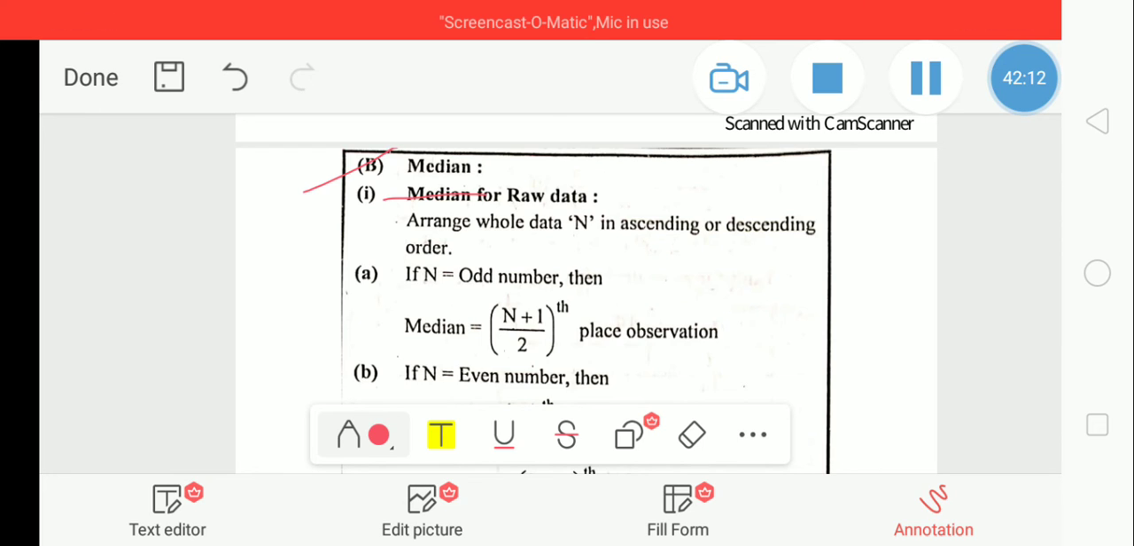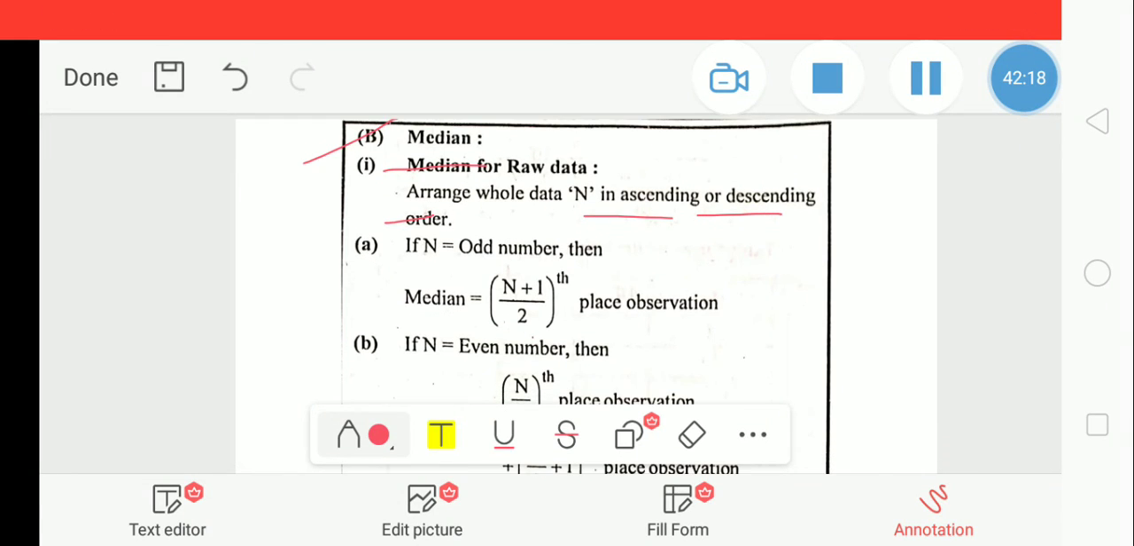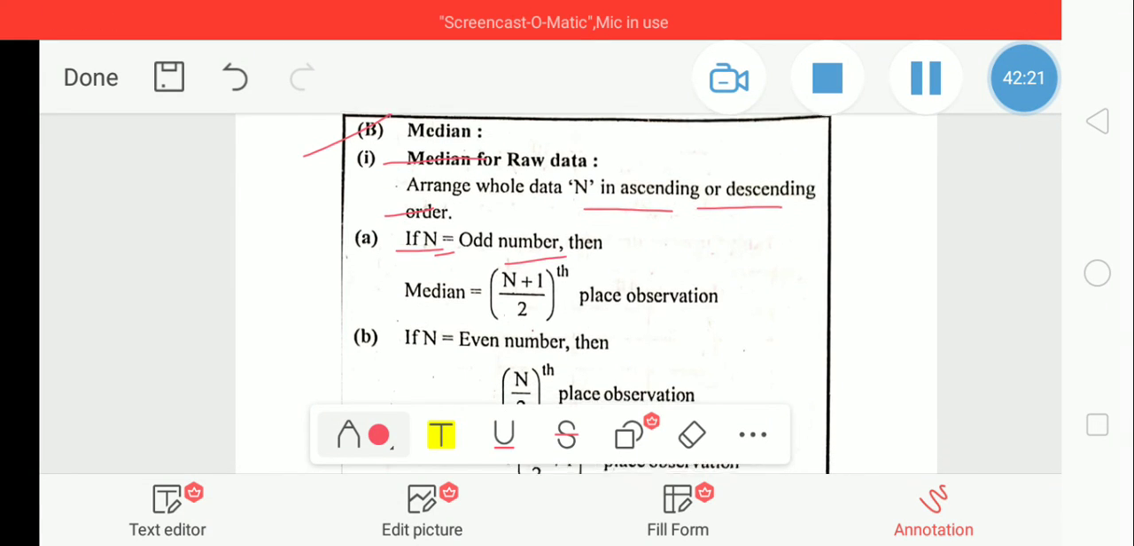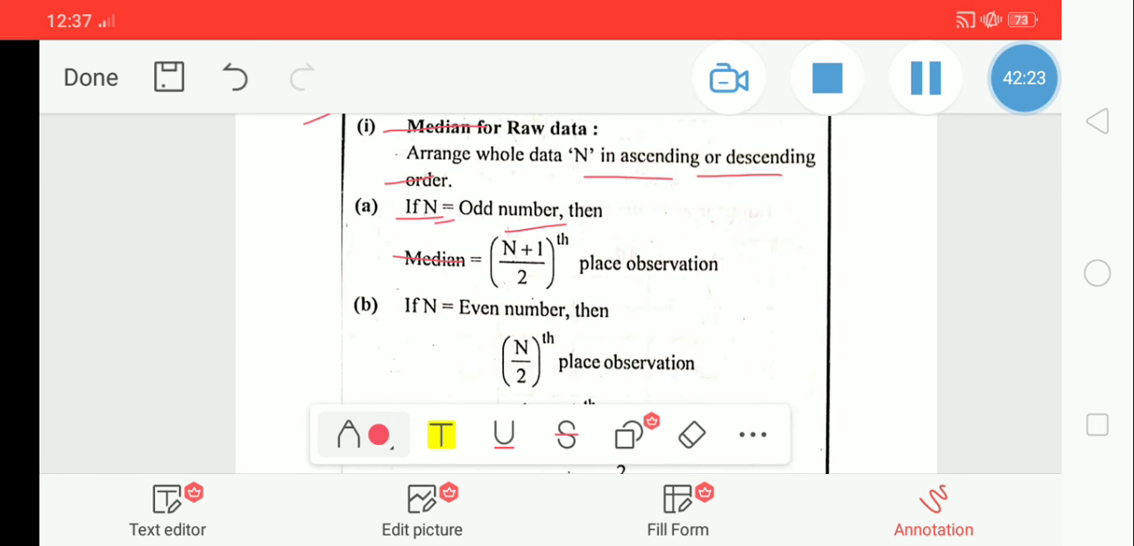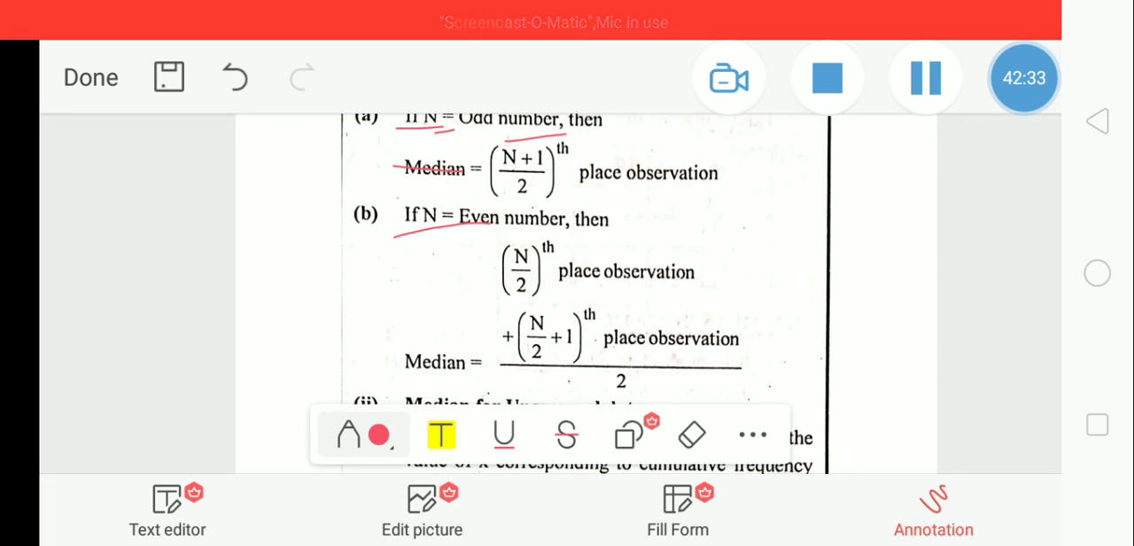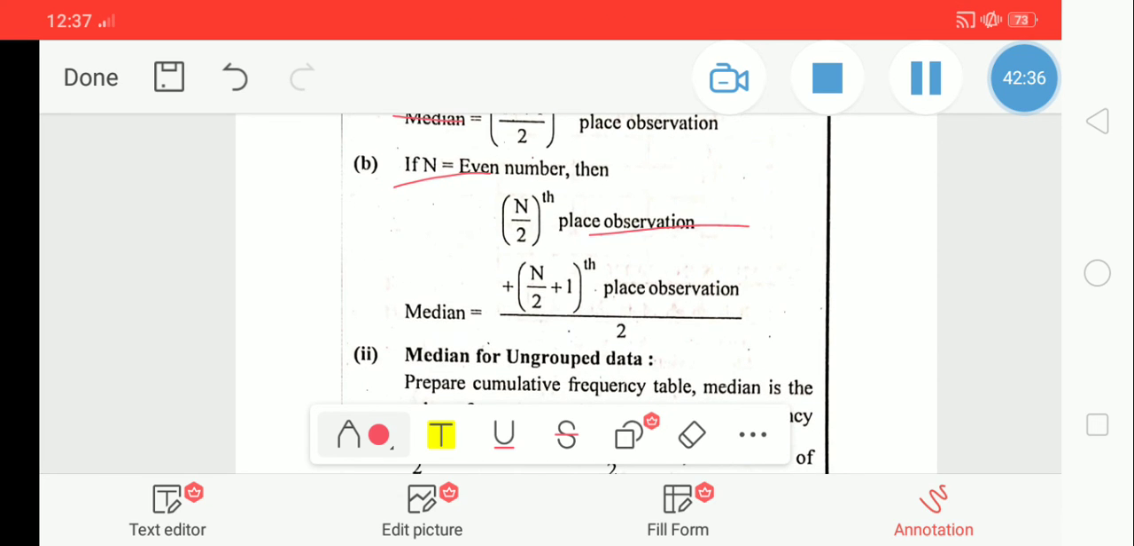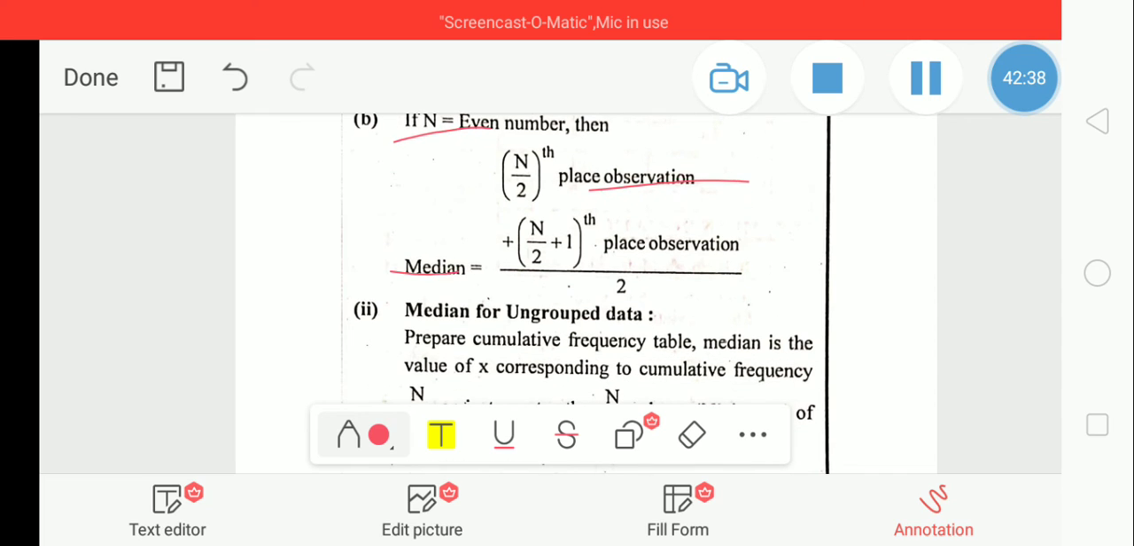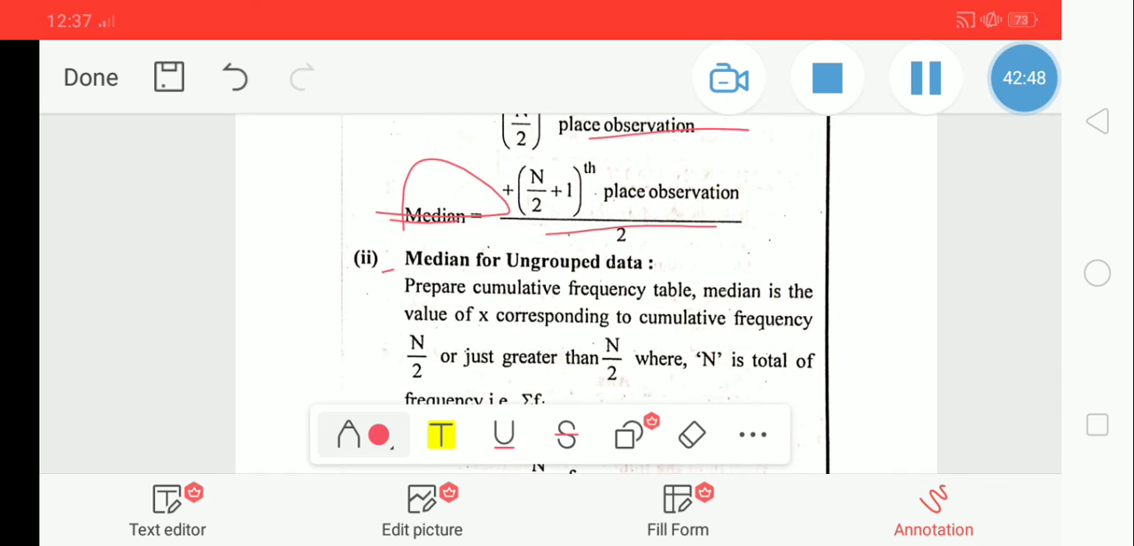So arrange the whole data in ascending or descending order. When n is an odd number, the median is the (n plus 1) divided by 2 observation, and when n is an even number, then we take n divided by 2. Then median is equal to the average of the n divided by 2 and n divided by 2 plus 1 observations. So that gives the median for raw data.